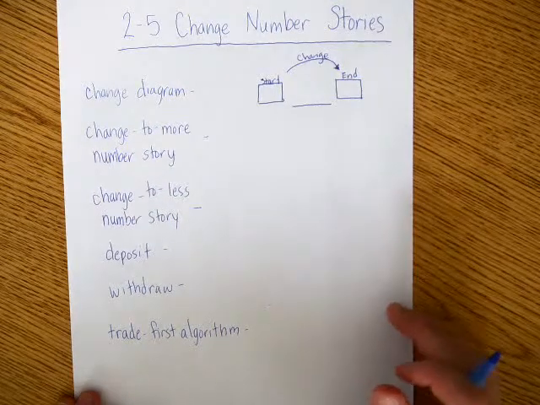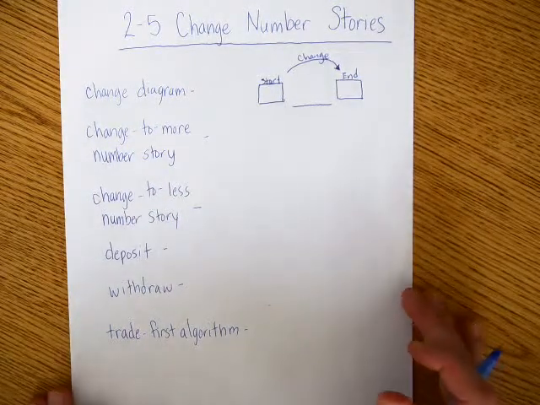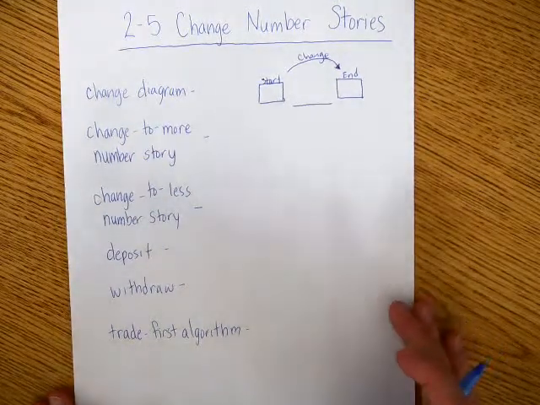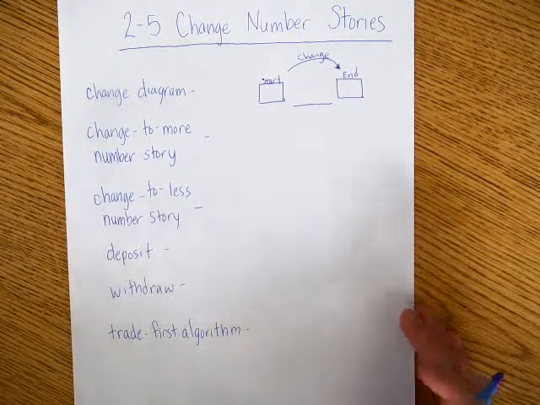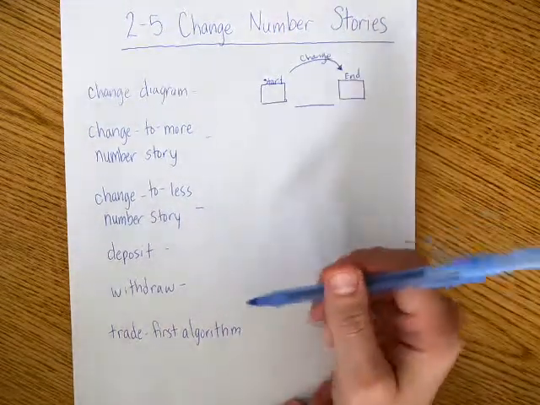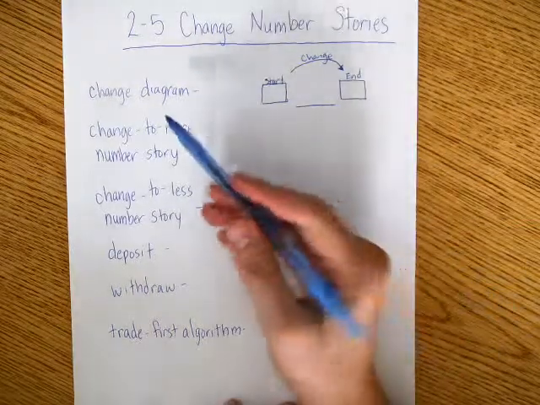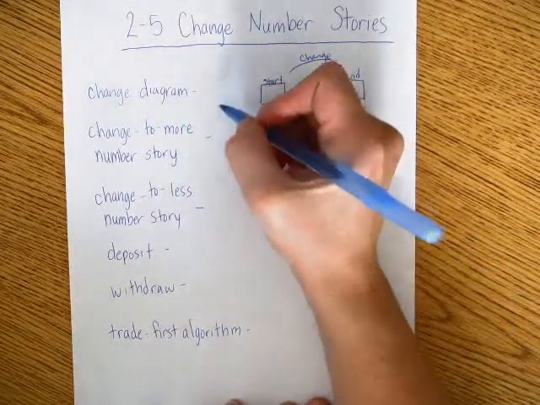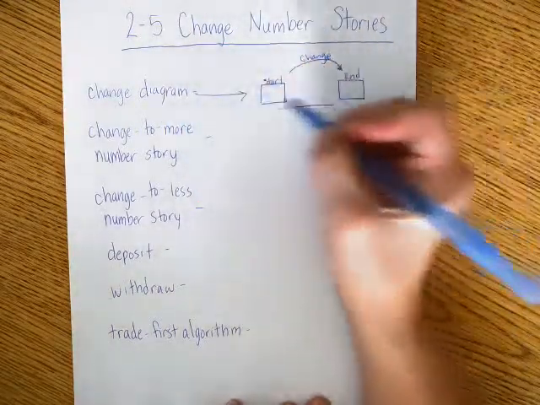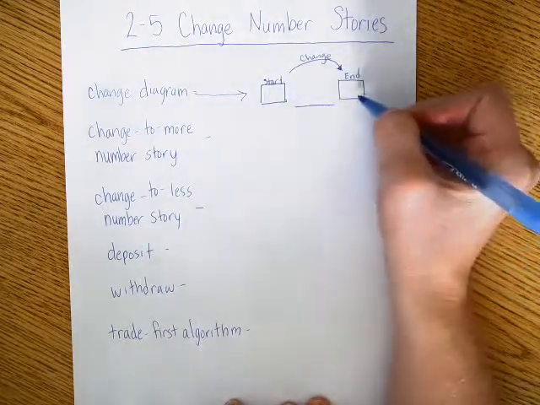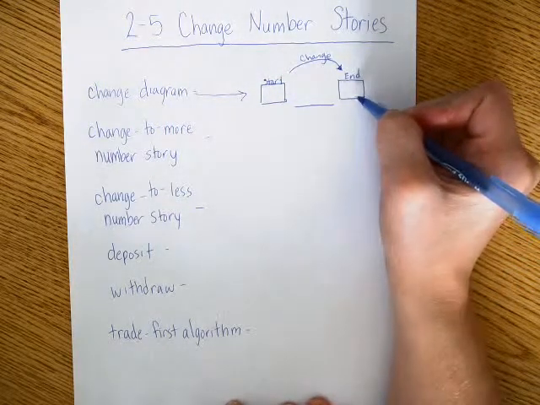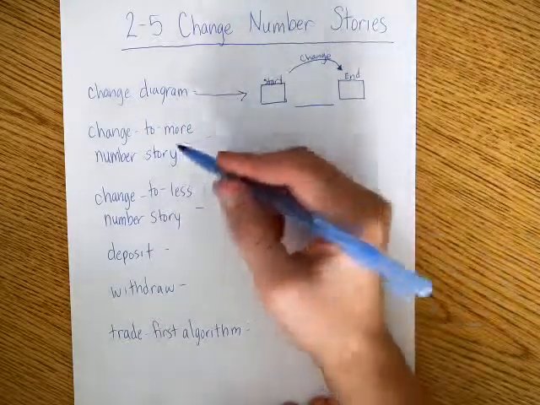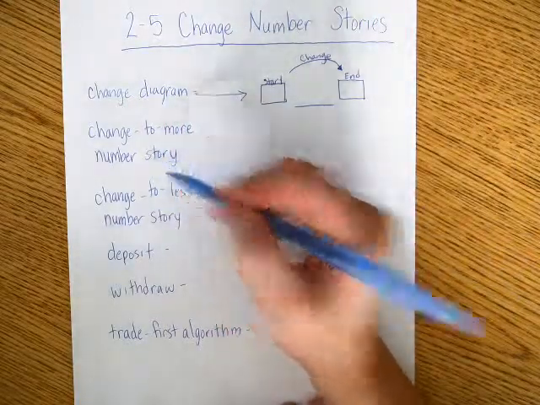This is lesson 2.5, Change Number Stories, the parent help video for grade 3 Everyday Math. In this lesson, there are a number of vocabulary words that we're going to be looking at. The first one is a change diagram, and this is what a change diagram looks like. Basically, you start with a number and you change to another number. And the way that we do that is through a change to more or change to less number story.